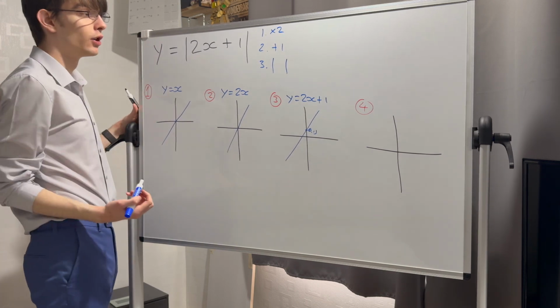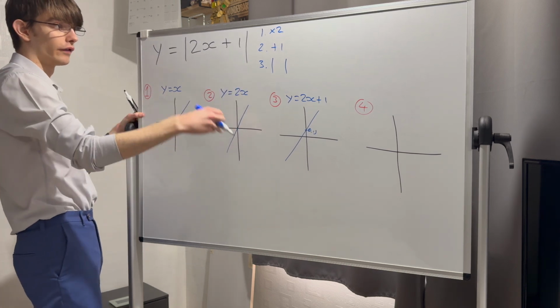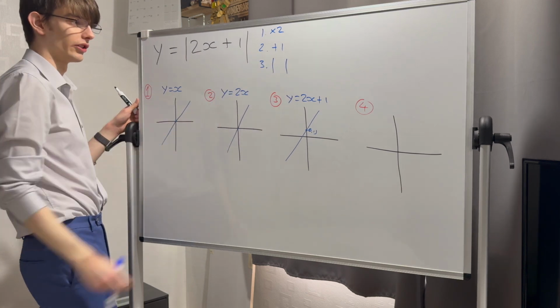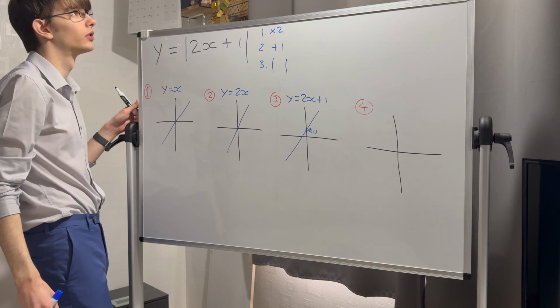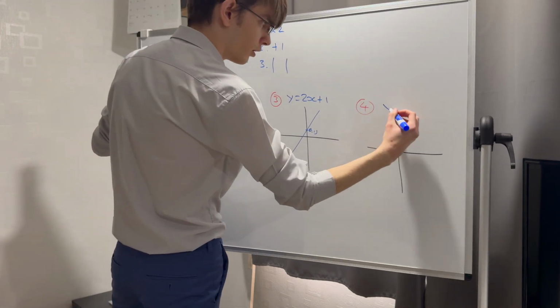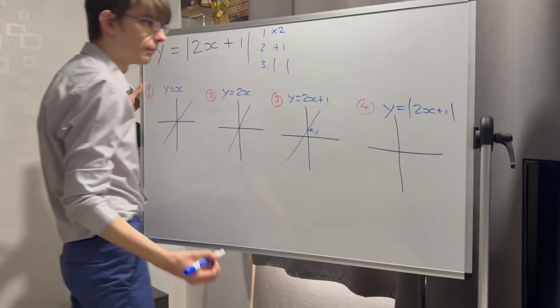And then for part 4, our 4th graph, what is the last thing happening to this function? It is being modulus. Modulated? No, modulus. We'll go with modulus. It's being modulus. That's not a word. y equals the modulus of 2x plus 1.